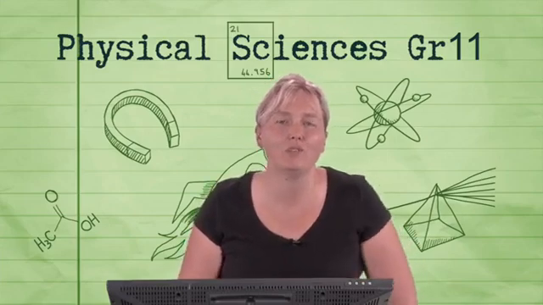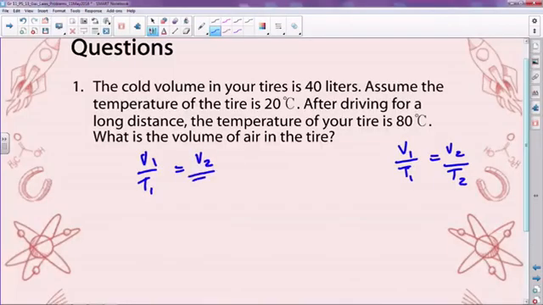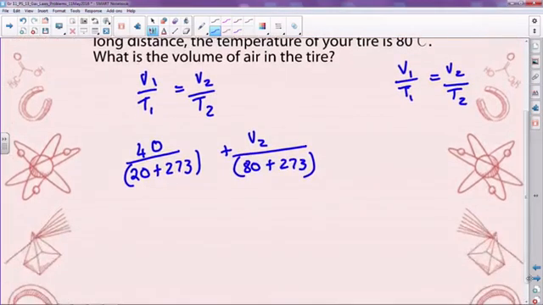Right, everybody, that's your 2 minutes up. So let's see. So V1 over T1 equals V2 over T2. My initial volume was 40. My initial temperature, what I'm going to do is I'm going to make this 20 plus 273, and we can work it out in one step. And this is going to be 80 plus 273. And again, we will work it out in one step on the calculator.